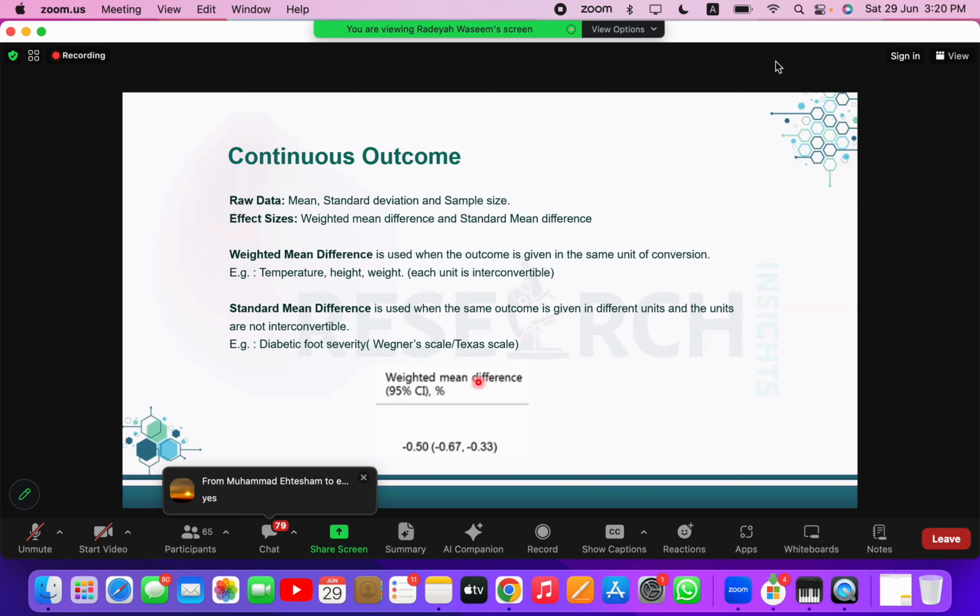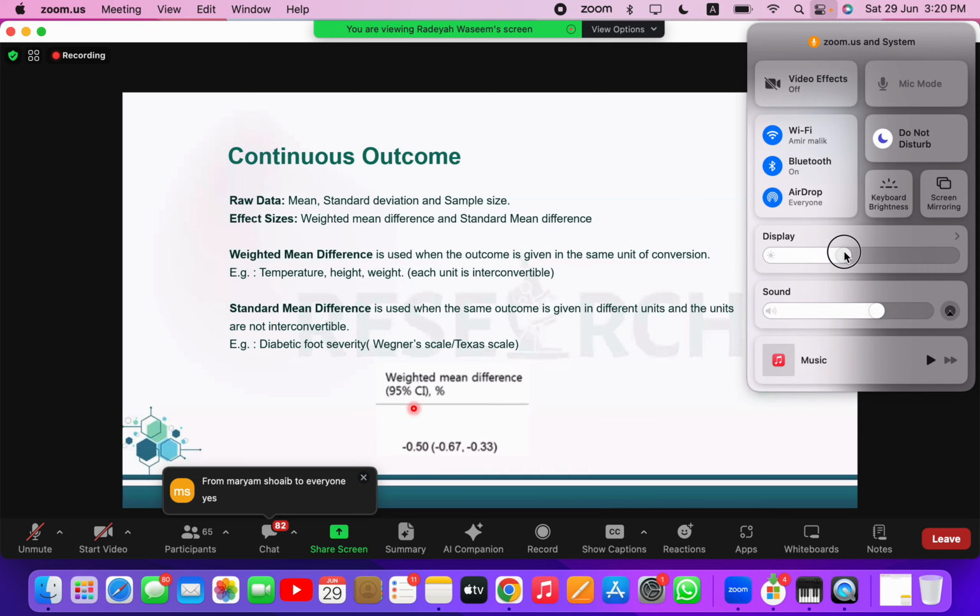Is this slide clear to everyone? Now look at this. This is how weighted mean difference, 95% confidence interval, is shown. This is how RevMan basically shows you the result. When you create a forest plot in RevMan for continuous data, this is the final effect size that you have. You can see that the mean difference has a negative value.